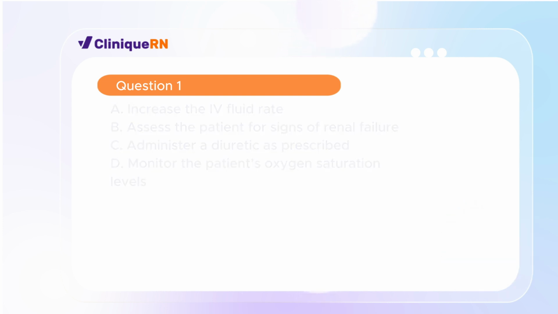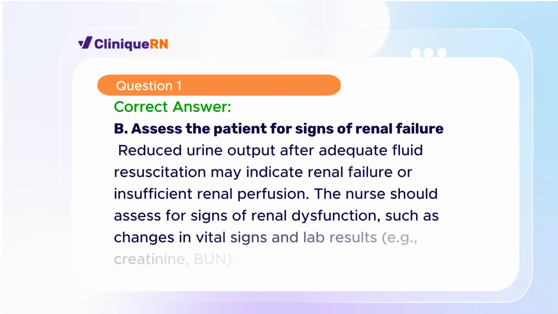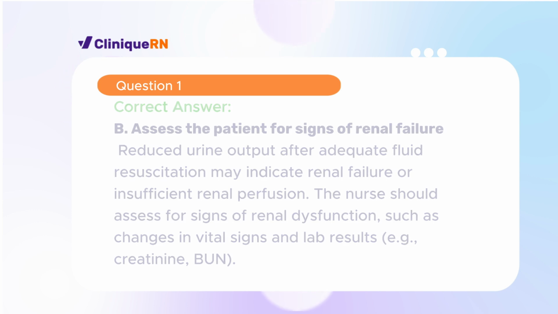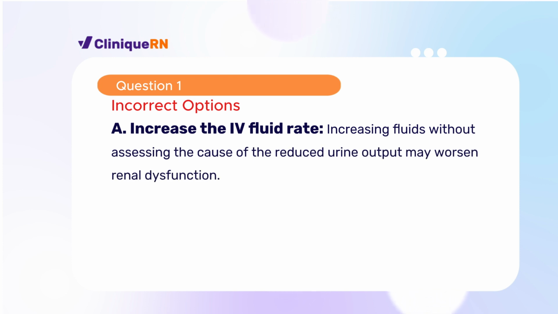The correct answer is B. Assess the patient for signs of renal failure. Rationale for correct answer. Reduced urine output after adequate fluid resuscitation may indicate renal failure or insufficient renal perfusion. The nurse should assess for signs of renal dysfunction, such as changes in vital signs and lab results, e.g., creatinine, BUN.